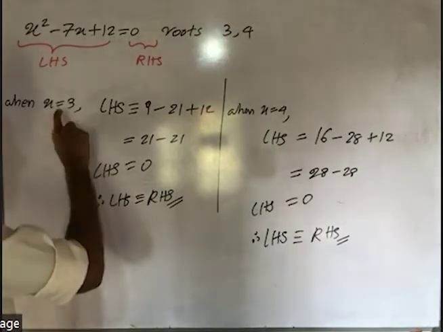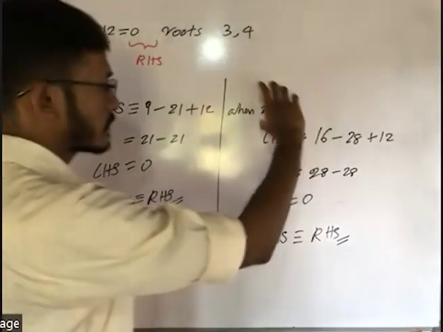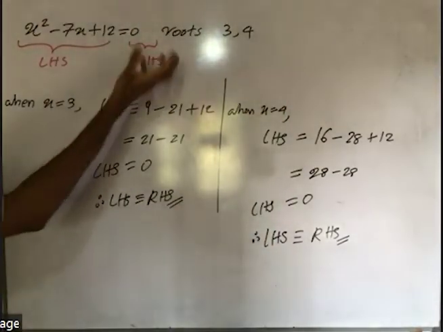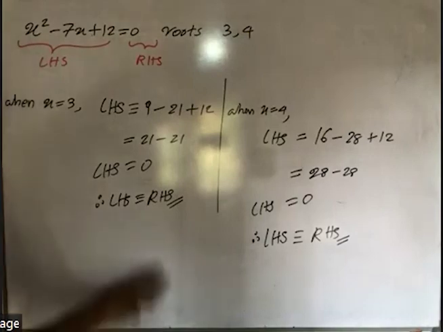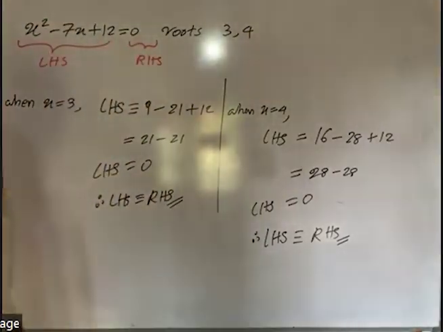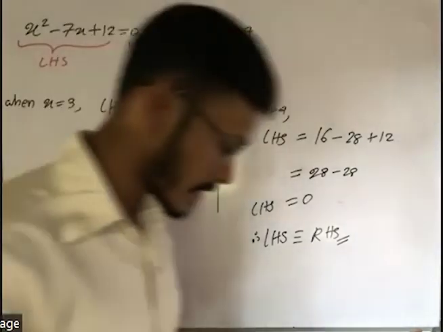So x equal to 3 is a root of this equation. x equal to 4 is also a root of this equation. So if you substitute the value of a root, then it will satisfy the left hand side and the right hand side. So only the roots of an equation will satisfy that equation. Okay.